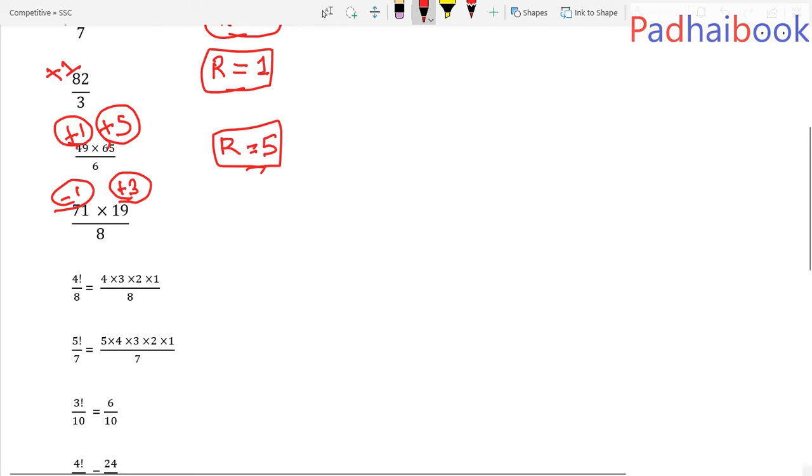So the number that we get in the numerator after multiplying these two is minus 3. Now since minus 3 cannot be a remainder, what we do, as in the previous case, is subtract minus 3 from the denominator. We get 5. 5 is the remainder.